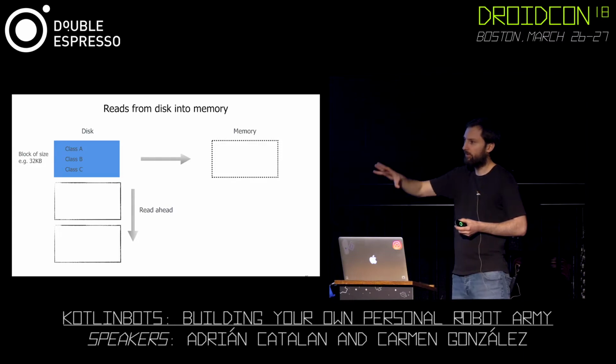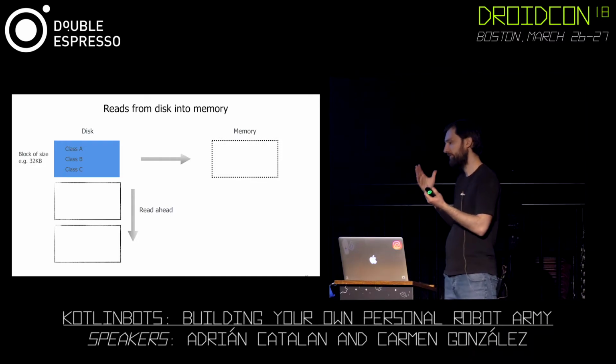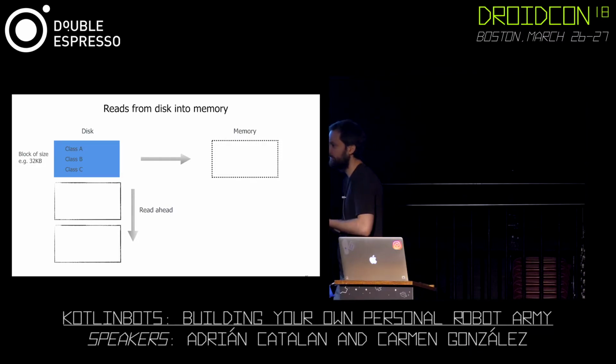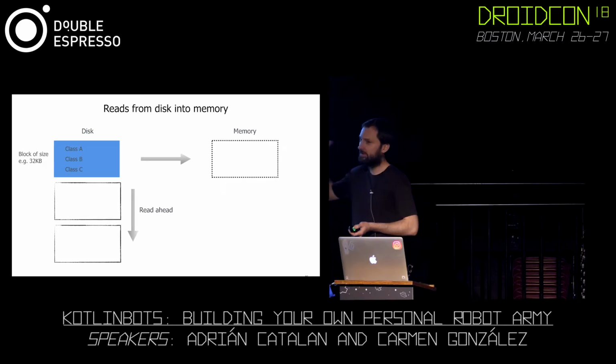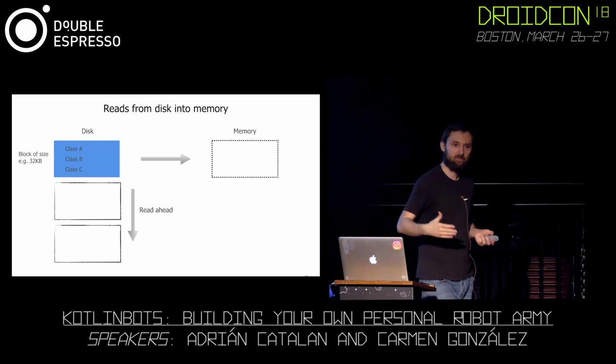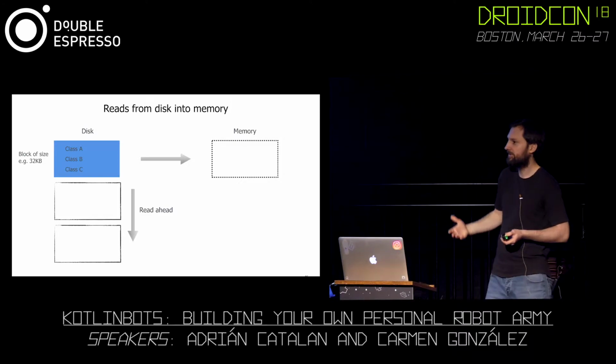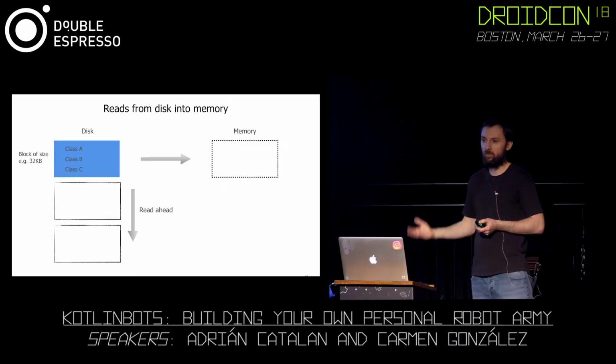Operating system works in blocks. So it would read a block. It could be 16 kilobytes, but it could be 128 kilobytes. It would read in the whole block from disk into memory. And this block will most probably contain a lot of classes. So if you need class A, but you don't need class B and C, it's a waste. It's a waste of I/O, and it's a waste of memory.